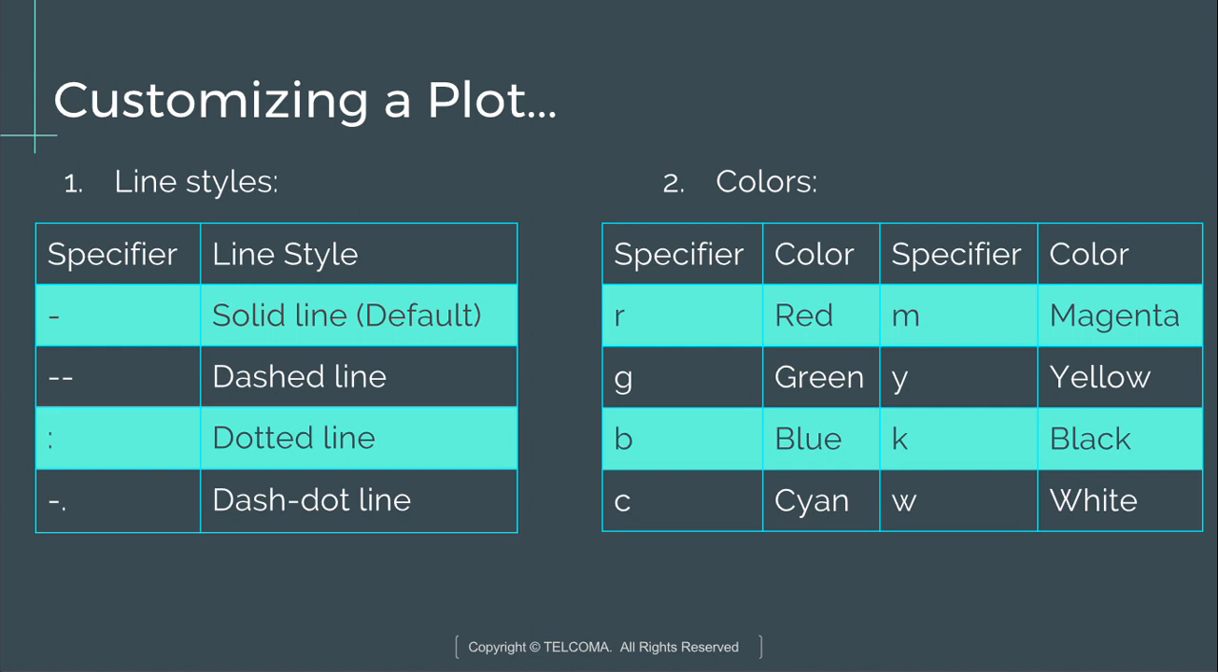There are various line styles and colors that are used to customize a plot. So we start with line styles. There are specifiers: a dash shows the solid line, a double dash shows the dashed line, a colon shows the dotted line, and dash dot shows the dash-dot line. Similarly, for colors, we have specifiers r, g, b, c, m, y, k, w, which will display the colors red, green, blue, cyan, magenta, yellow, black, and white.